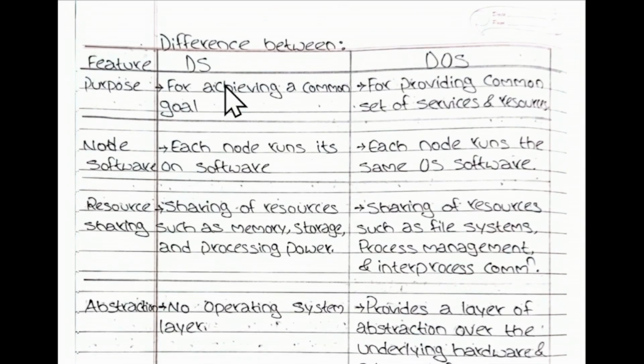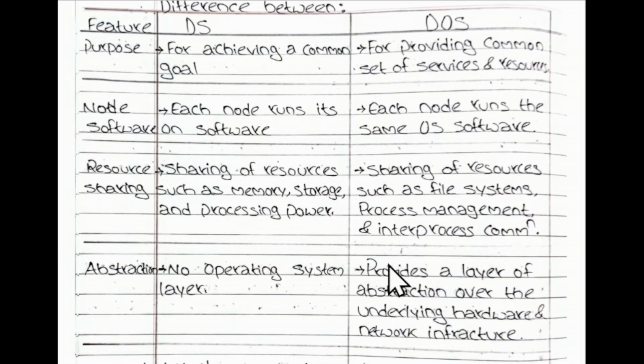Here are the differences between distributed systems and distributed operating systems. The purpose of distributed systems is achieving a common goal, and the purpose of a distributed operating system is providing a common set of services and resources. Node software. Each node runs its own software. Each node runs the same operating system. Resource sharing. Sharing of resources such as memory, storage, and processing power. Sharing of resources such as file systems, process management, and inter-process communication.